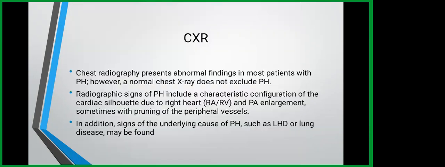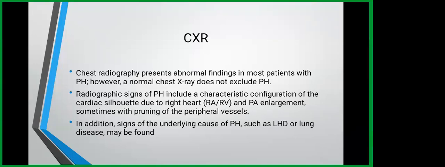Okay, chest X-ray is abnormal in most patients with pulmonary hypertension. However, a normal X-ray does not exclude pulmonary hypertension. It's important to know that X-ray can be normal. So what you see is basically right atrial enlargement. You know, the right border of the heart is formed by the right atrium, so you can see a protrusion of the right border of the heart.